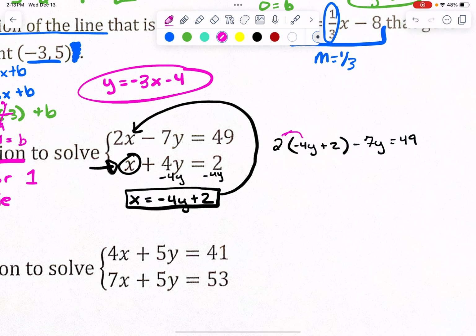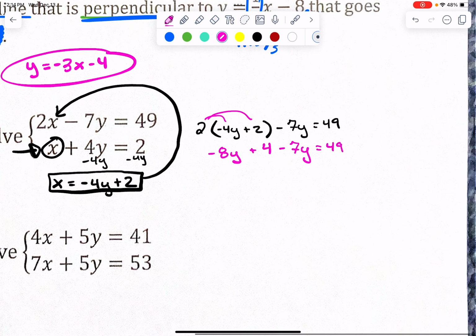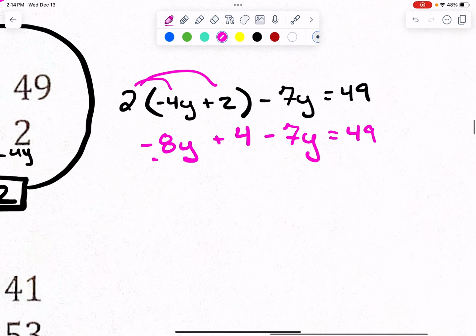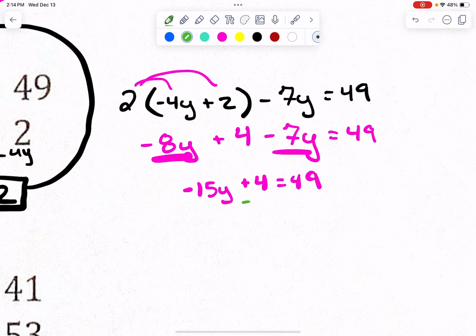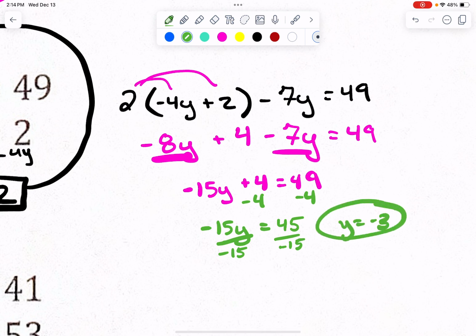I'm going to distribute the 2, so this would be negative 8y plus 4 minus 7y equals 49. Okay, and now I'm just doing algebra to solve. So I'm going to combine the negative 8y and the negative 7y. So that is negative 15y plus 4 equals 49. Now, some of you guys can do multiple steps at once, and that's totally fine. I'm going to subtract the 4 over now, and I have negative 15y equals 45. If I divide by negative 15, I get negative 3 is what the y value is, okay?